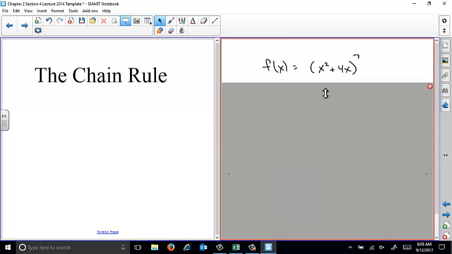So instead of having x to the 7th power, which we know how to take the derivative of, and x squared plus 4x, which we know how to take the derivative of, this is x squared plus 4x, the quantity raised to the 7th power. So the question is, how do you deal with problems like that?